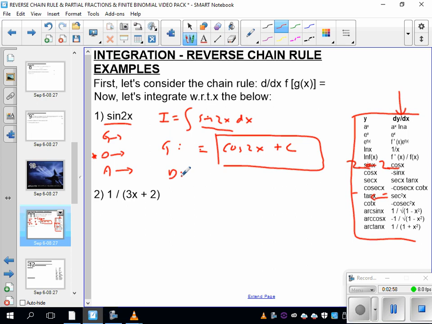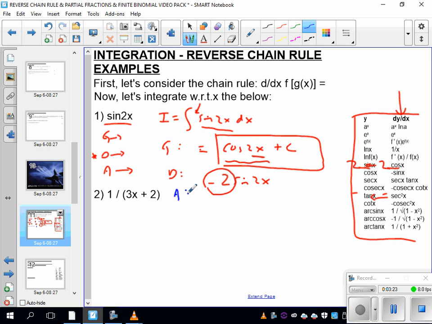I know this isn't right because if I differentiate cos 2x through the chain rule, cos function goes to minus sine function, and then the derivative of the function pops out, the 2. So here, I've got minus 2 sine 2x, but that's not what I started with. So I need to adjust, which is the next step of the process, your final answer.